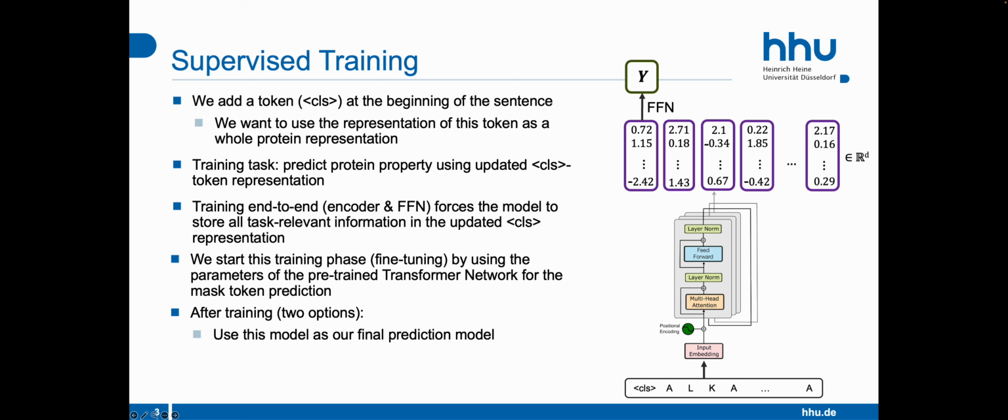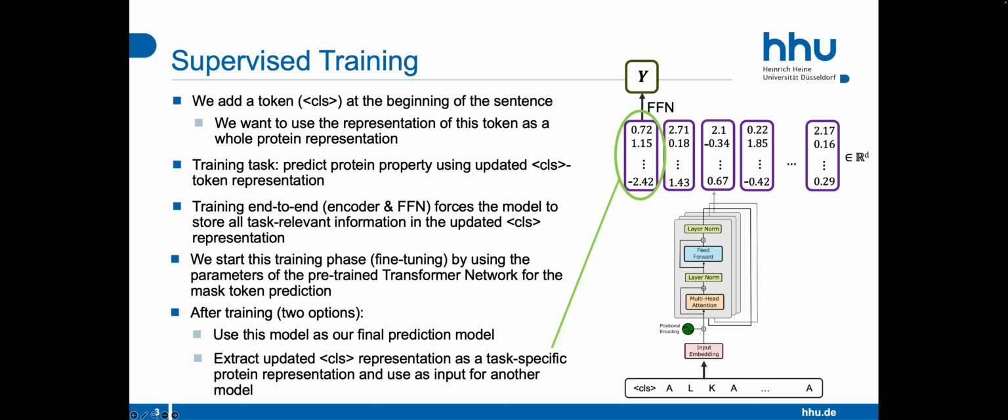After we trained this model, we have two different options. Since the model was already trained for our task of interest, we can simply use this model as our final prediction model. However, sometimes you get better performance results if you extract a protein representation from this fine-tuned model and use it as the input for another machine learning model, for example, a gradient boosting decision tree model. To do this, we can extract the updated CLS token representation for all proteins in our data set, having now task-specific protein representations that were generated by aiming to extract all information from the protein sequence that is relevant for solving a particular task.